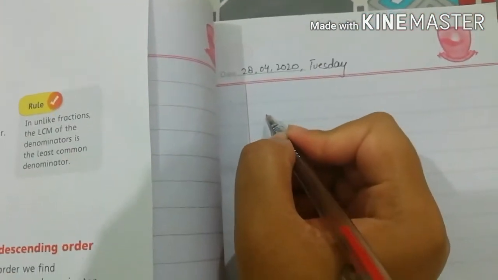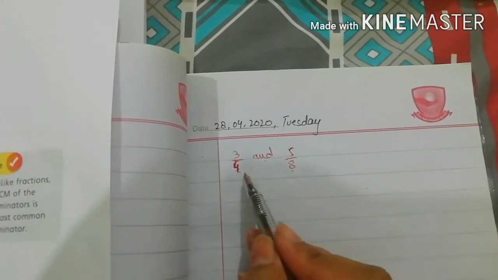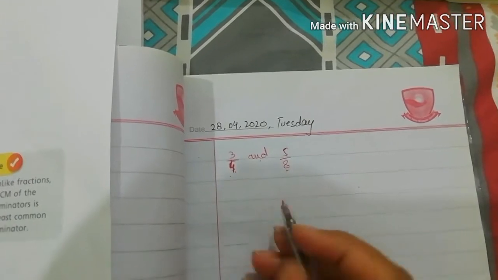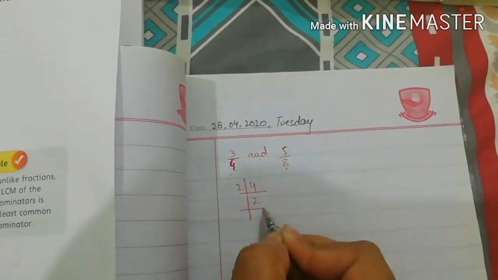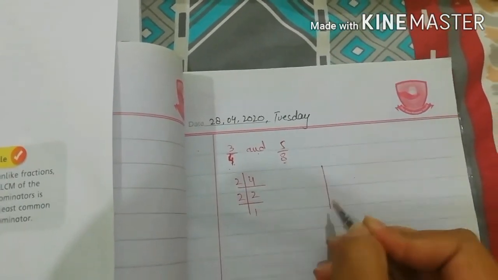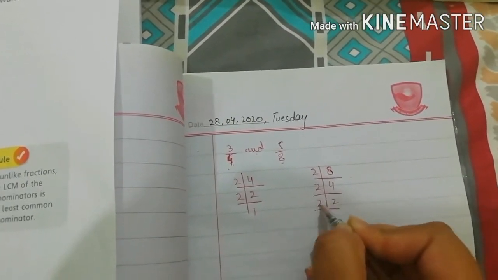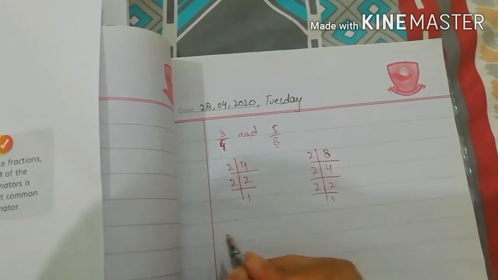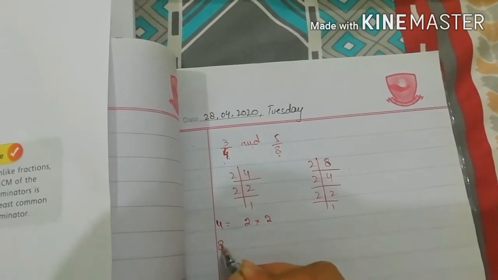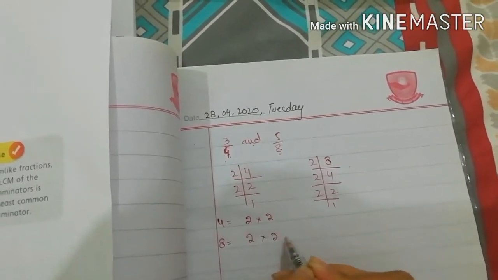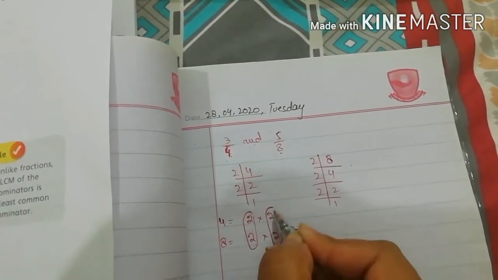Now 3 by 4 and 5 by 8. Now we find the LCM of 4 and 8. 2 2s are 4, 2 1s are 2. 2 4s are 8, 2 2s are 4 and 2 1s are 2. So the prime factors of 4 are 2 into 2 and prime factors of 8 are 2 into 2 into 2. Now the common factor is 2 and 2.